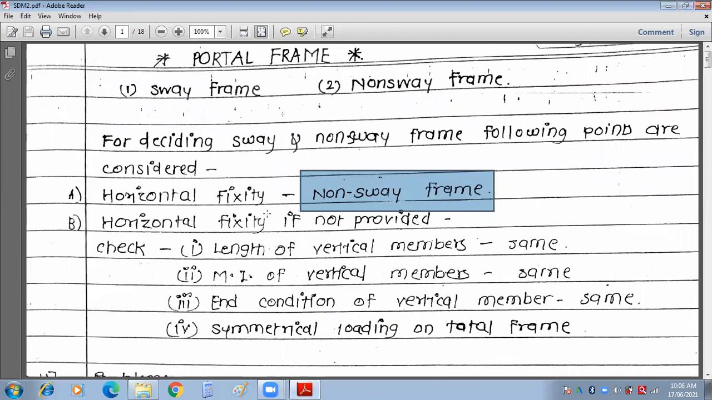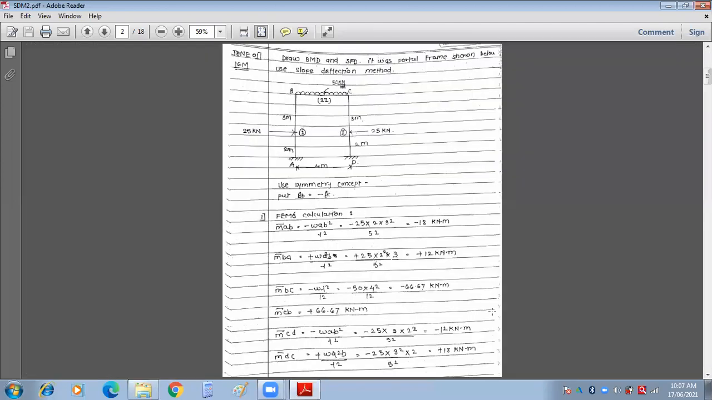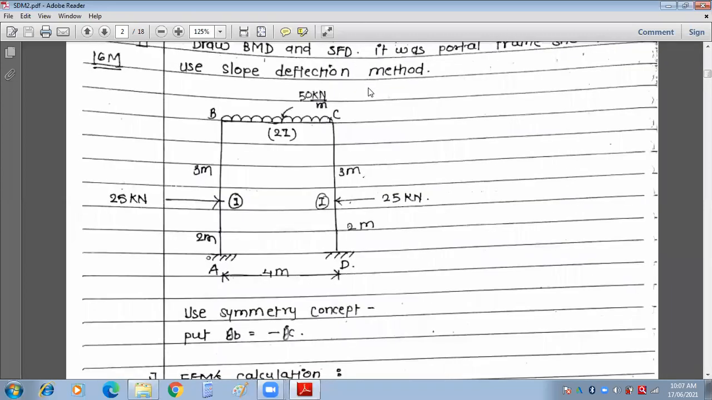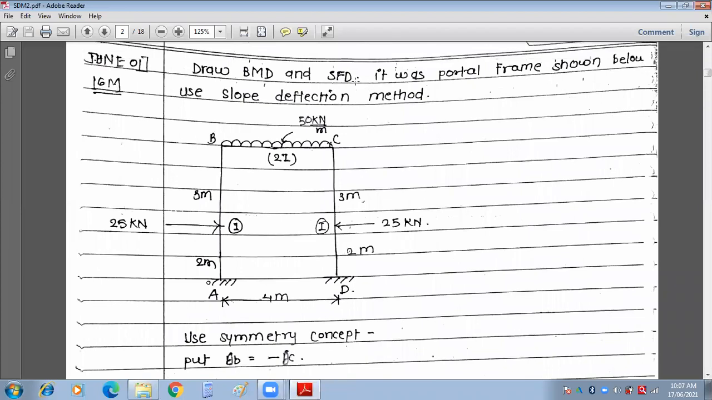If horizontal flexibility is not provided, we have to check the length of the vertical members, whether it is the same or not; the EI value, or moment of inertia, of the vertical members, whether it is the same or not; the end conditions of the vertical members, whether they are the same or not; and whether there is symmetrical loading on the total frame. All these we have to check. Now let us solve this problem by using the slope deflection method.